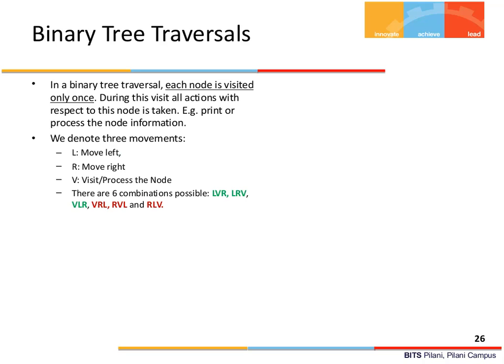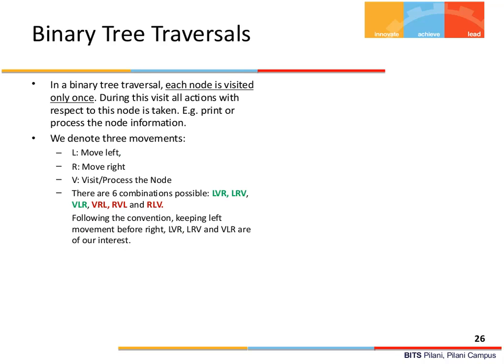Now, since we know a binary tree has a root, then a left subtree, and then a right subtree, we will have a few notations here. L represents moving to left, R represents moving to right, and V represents visit or process the node. So how many combinations are possible? You can see there are 6 combinations.